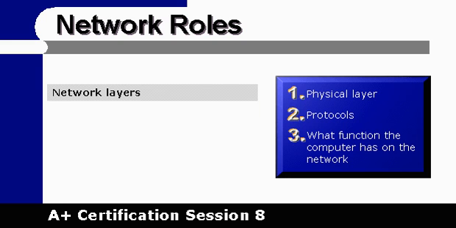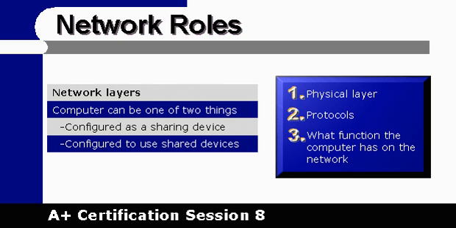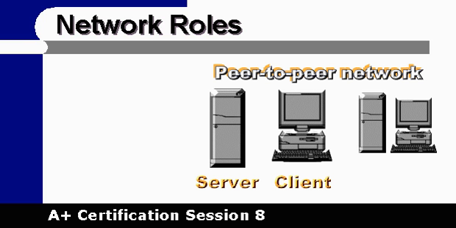Well, a computer can do one of two things. It can either be a sharing device, in other words, it will be configured to share stuff, or it will be something that's configured to use stuff that other people share, or in some cases, it can do both. The most classic network, the one we see within Windows 2000 Professional, is what we call a peer-to-peer network. In a peer-to-peer network, all of the computers can either be a server or a client or both.